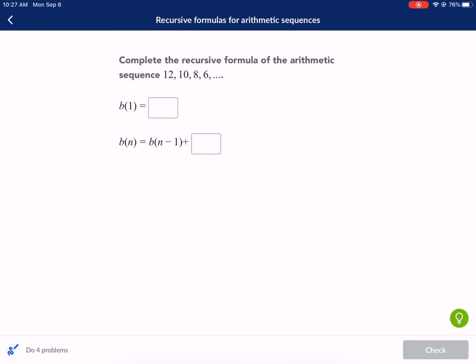This often gives a lot of students trouble, so let's go ahead and break this down into some more manageable pieces. Complete the recursive formula of the arithmetic sequence 12, 10, 8.